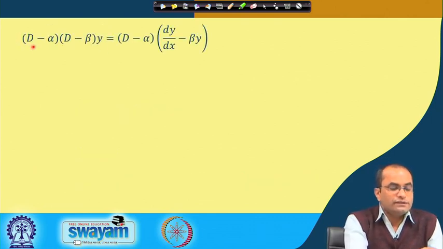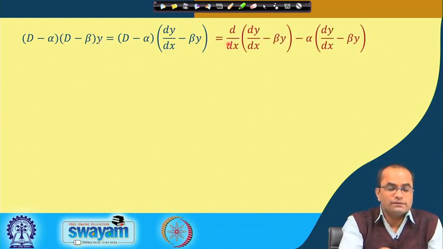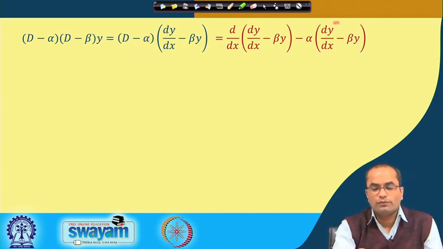So, let us consider the left hand side, D minus alpha and D minus beta operating on y. First we operate D minus beta, meaning the derivative of y with respect to x minus beta times y. Then we operate D minus alpha on this, meaning the derivative term will be applied on this, and minus alpha will also be operated on this, but that is a constant here, so nothing will happen.